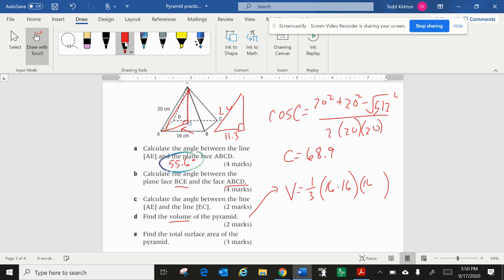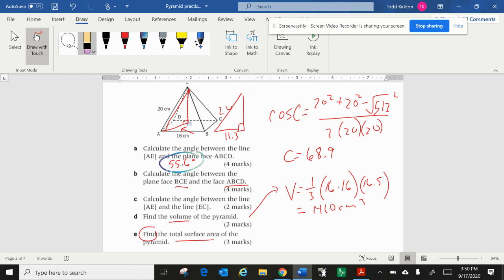So plug it right in there. So I got the height now. I got pretty much every side I found at some point or another. Multiply that total thing out, you get about 1410 to 3 sig figs. And then it says find the total surface area of the pyramid. So let's look at what we found and try to use some of that.